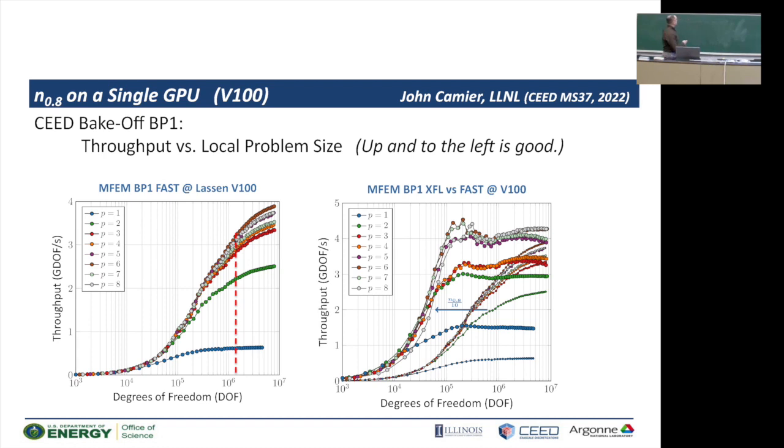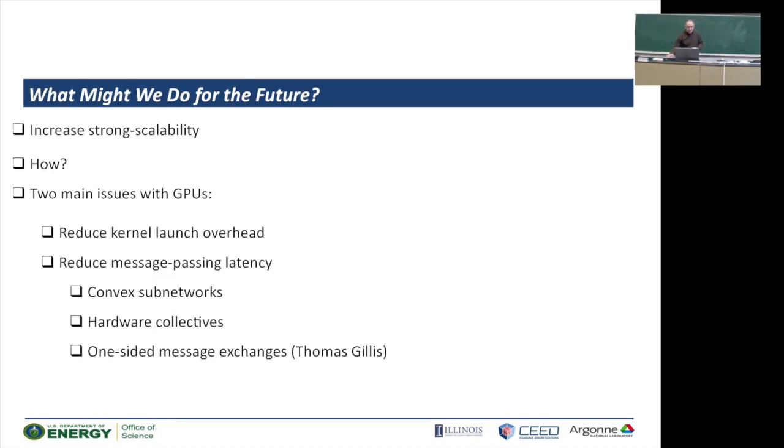Somebody on the CEED project took the BP1 and ran it as a single V100, no MPI, but he rewrote the entire conjugate gradient solver into a single kernel. And yes, a 10-fold decrease in the n sub 0.8, which means you could run 10 times faster if you didn't have MPI overhead. And you even got a boost in the peak here. So it is possible to address this kernel launch overhead and get away from the strong scale limiting factor of the GPU. And then for CPUs, convex subnetworks, to me it doesn't seem that hard.